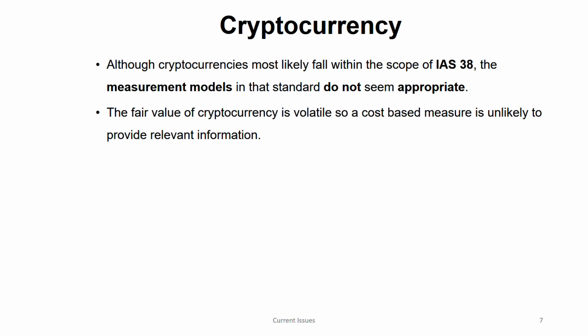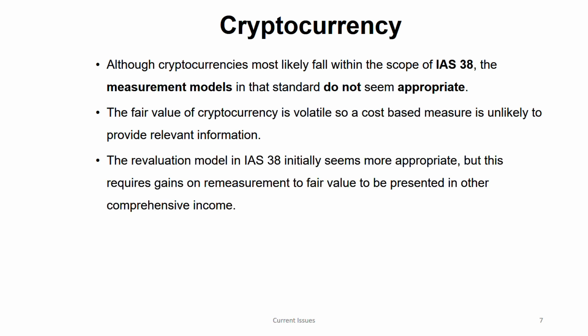Fair value of cryptocurrency is difficult to find, but because it is volatile, your cost-based measure is unlikely to be relevant here. You cannot use a cost-based measure because fair value changes very rapidly, very different to your costs. If it was not volatile, then okay, we can use cost-based because it's very much similar to the fair value. But in this case, cost-based measure is not a good measurement model for cryptocurrency because fair value is very volatile.